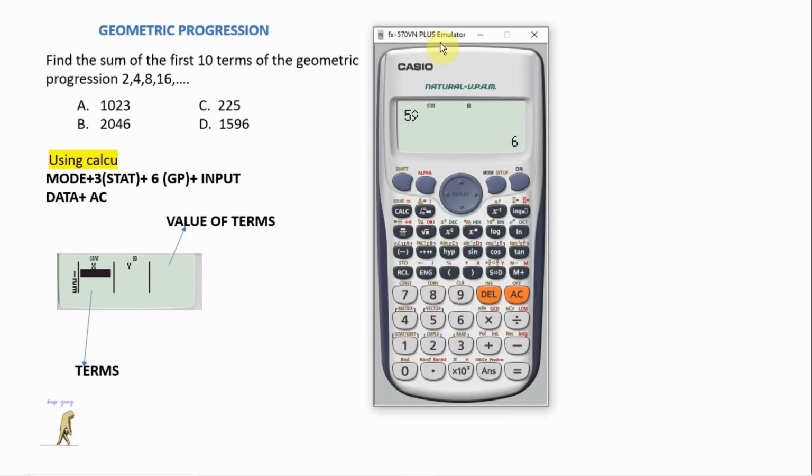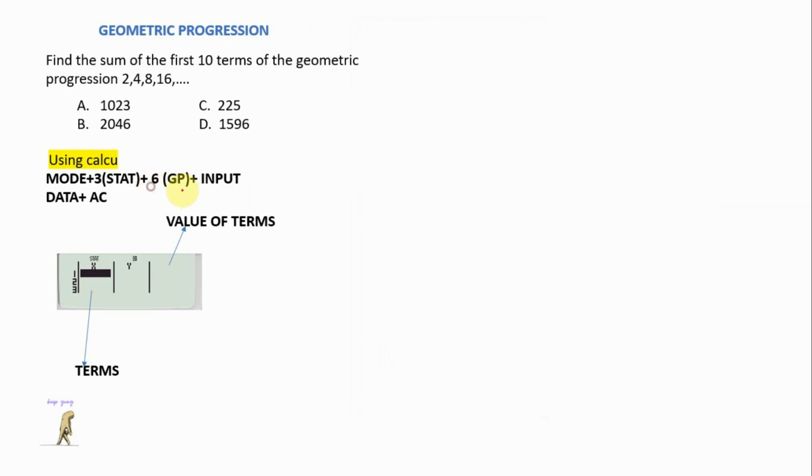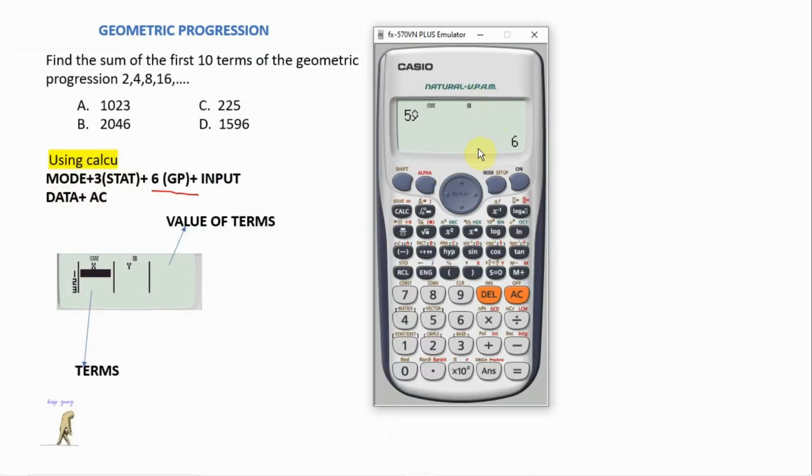Then next, this time we got a geometric progression problem. As we can observe, we have the difference here. Last time we put here a 2. This time it is a 6. So we cannot change the data here. What we're gonna do is press mode already, then 3, 4 stat, and then number 6. Last time it is 2, right? So this time 6. It is geometric progression. So it is like the same. Our x is the term number, and our y has the value of the terms.